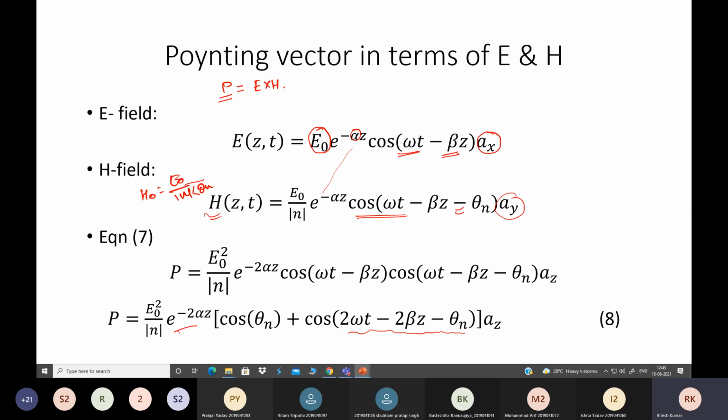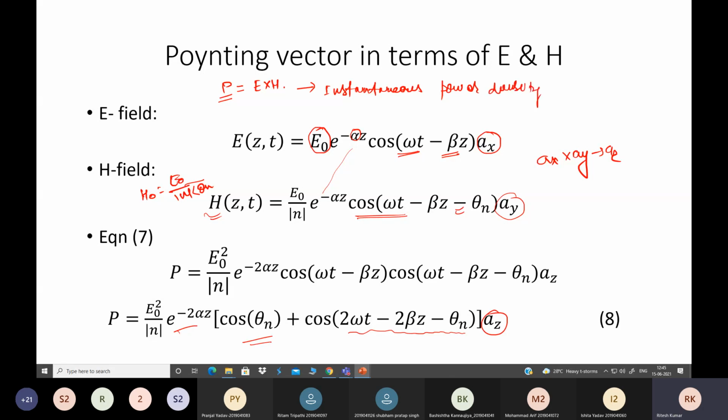And what is the direction? E cross H, so a_x cross a_y gives a_z. Therefore we have the direction a_z here. So this is the Poynting vector expression. So what are the terms? See carefully, e to the power minus 2 alpha z, cos theta n is there, and this term is present. This is our instantaneous power density.